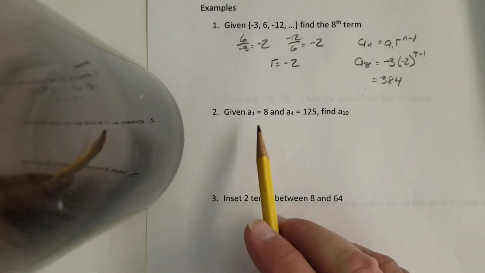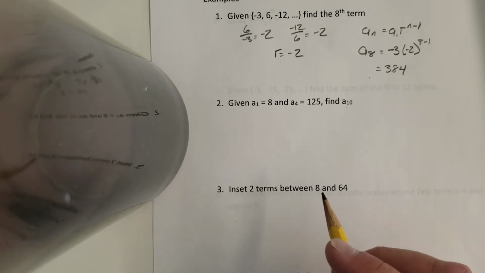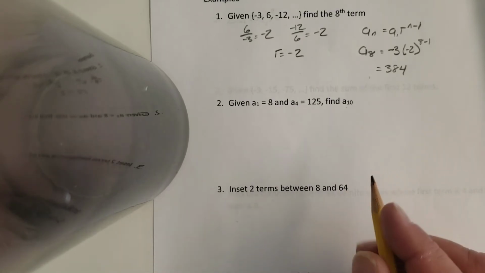384. Now, change it up on you a little bit. I gave you the first term and the 4th term and asked you to find the 10th term. What I didn't give you was the ratio. So how should I do that?